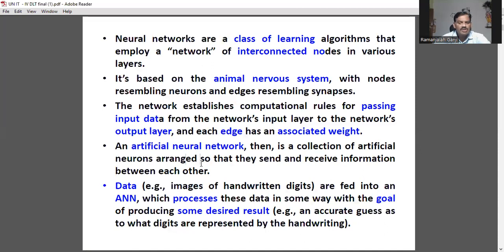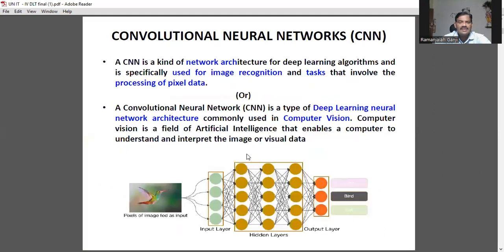Whatever data we have, it may be images or handwritten digits, given as input to the computer in terms of an artificial neural network, which processes those data elements with the goal of producing the required or desired result. In the majority of cases, our target is to produce an accurate result. So the input element will be converted into output with the help of intermediate layers, which is said to be a neural network. It uses artificial neural networking.